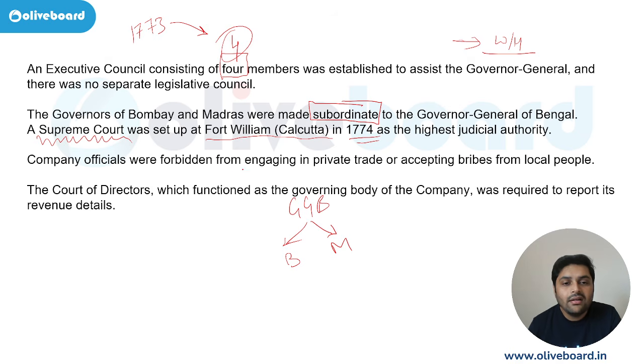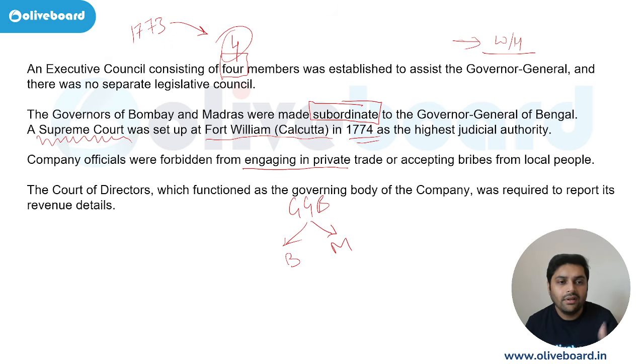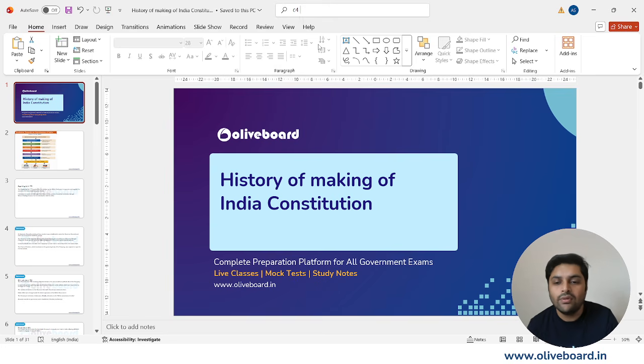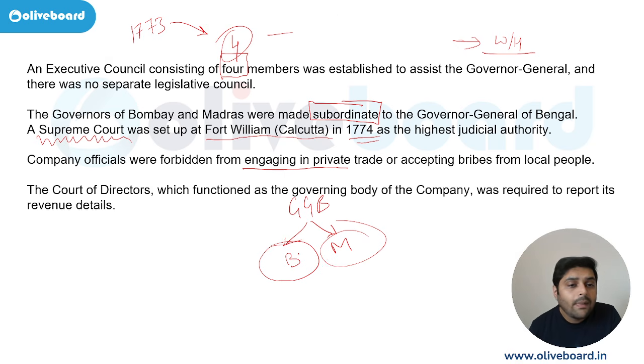Company officials, they were forbidden in engaging in any private trade, and the court of directors was required to report its revenue details. So, quick important exam oriented points. First initiative 1773. Governor of Bengal made as Governor General of Bengal. An executive council was made of four members to assist whom? To assist Governor General. Correct? Then it was the governors of Bombay and Madras. Bombay and Madras were made subordinate to Governor General of Bengal.